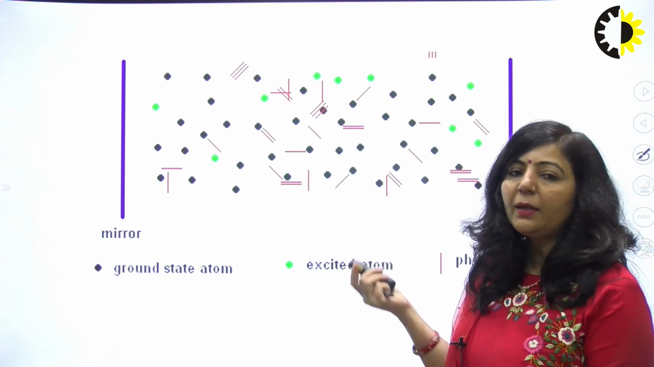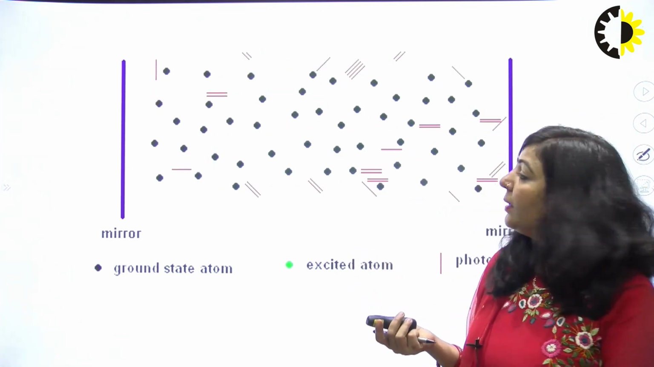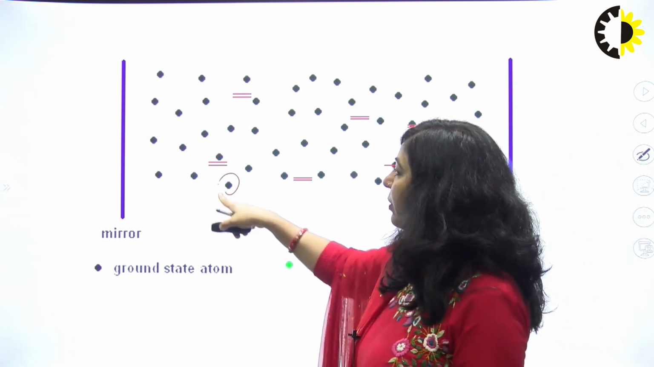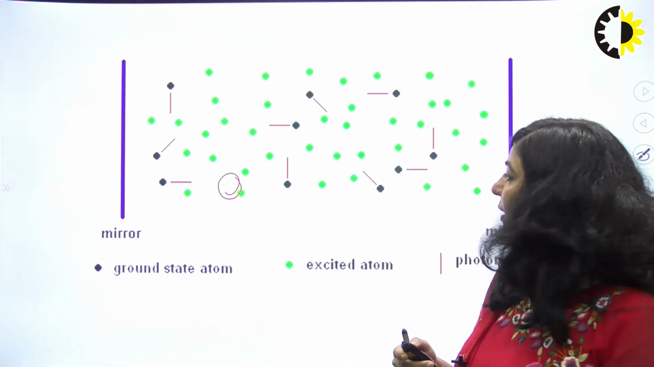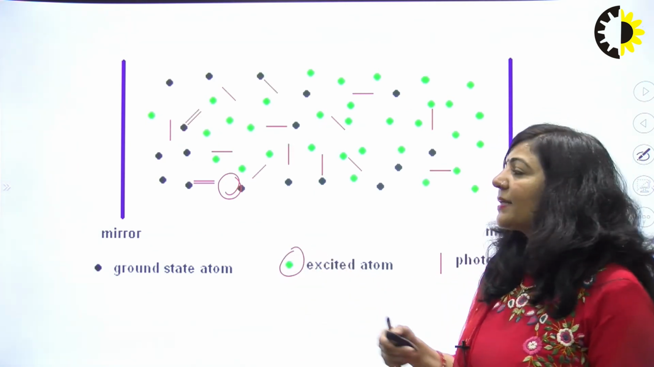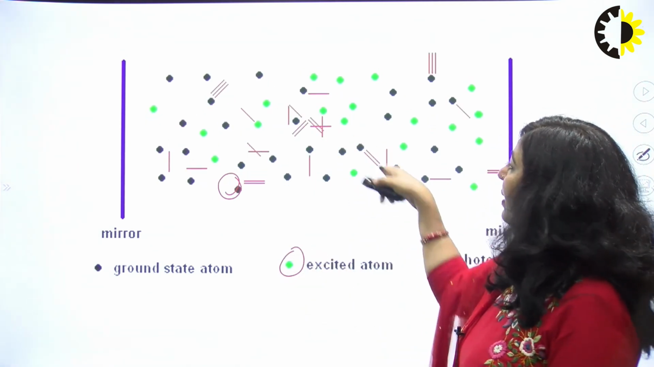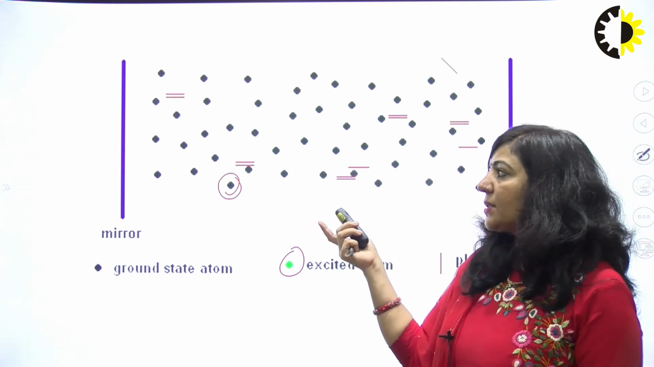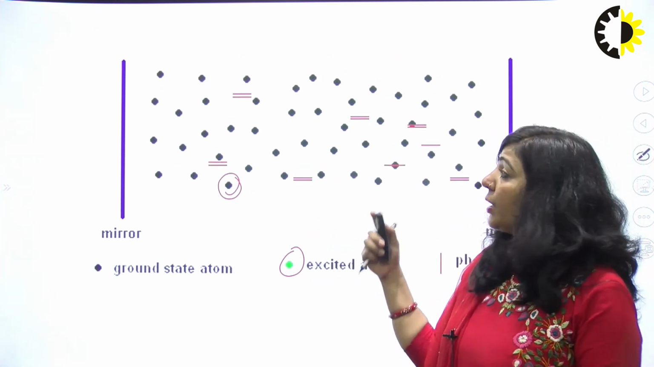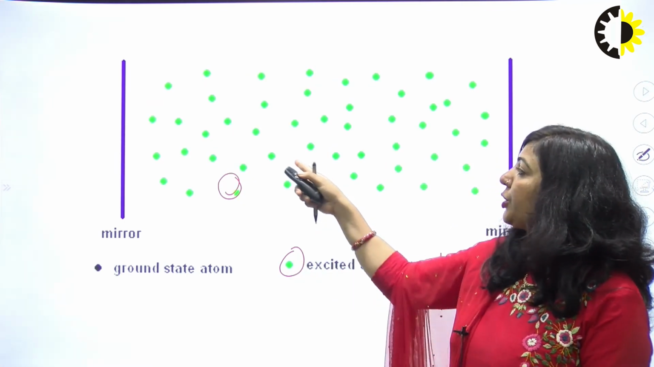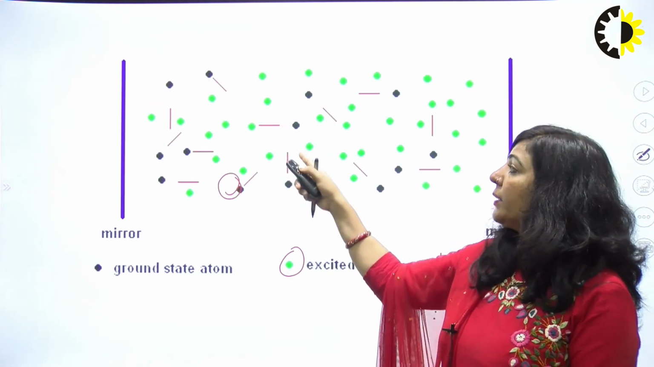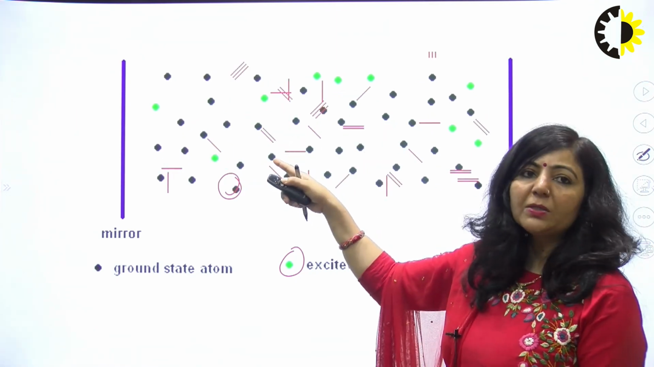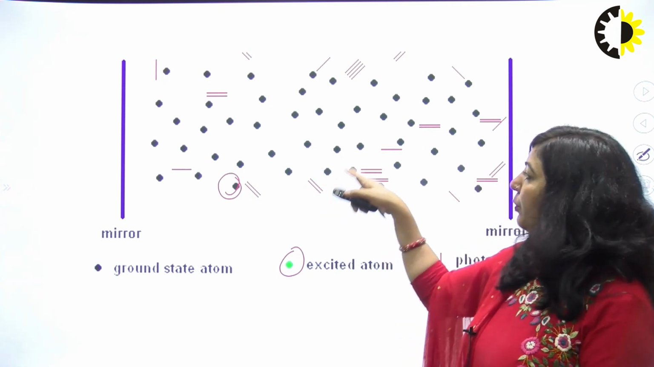So from this animated diagram you can understand: this black one is representing the ground state, the green one is representing the excited state, and these red lines are actually the photons. So initially most of them are present in ground state, then through the pumping source they are pumped to high energy state, then the population in excited state will grow, then you will get photons due to spontaneous emission, then these photons will participate in stimulated emission, then you will get an amplified laser beam.